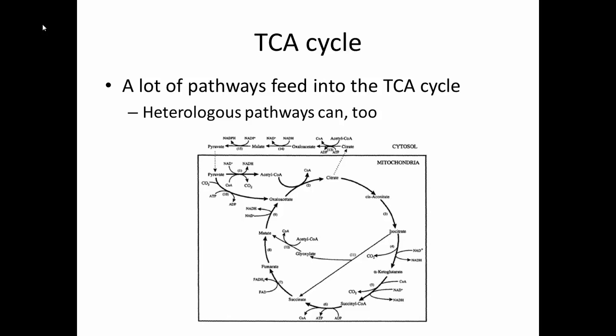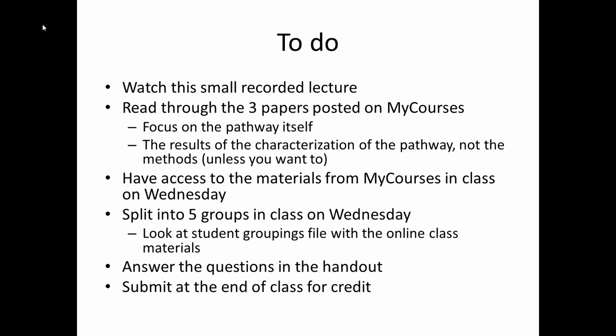Heterologous pathways, for whatever organism of choice is involved, will also potentially make central metabolites upon being degraded. So they can feed into the central metabolism, into the TCA cycle of a heterologous organism. And we will discuss that and see how to do that on Wednesday.